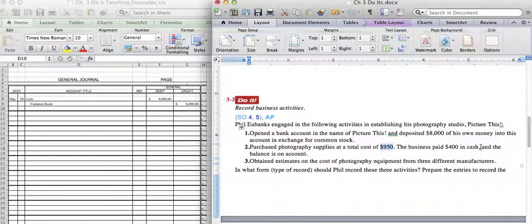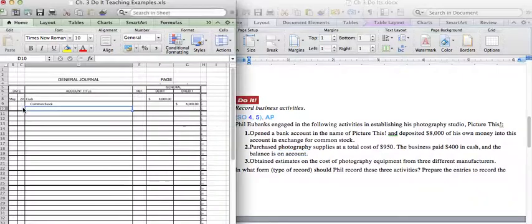Our other two accounts we have are cash. It says he paid cash. So cash is an asset account. If you pay cash, it's going to decrease, so that's going to be a credit. We'll credit our cash. And the rest of it, the balance, is on account. On account means it is accounts payable. Accounts payable is a liability account. We will owe more, so it's going to increase accounts payable, and they are increased on the credit side. So the transaction in the journal will look like this.